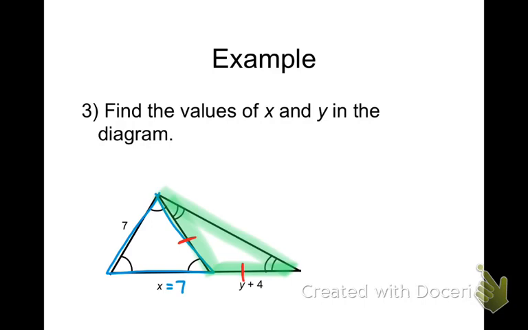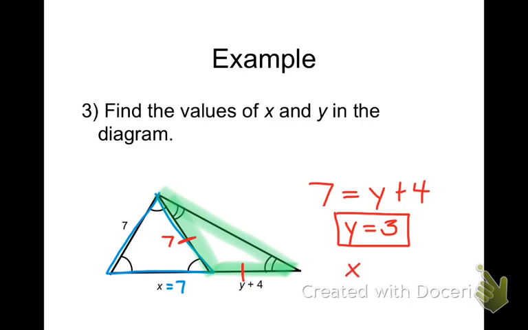What's the length of this side? 7, because it's equilateral. So give me an equation to solve for y. Well, 7 equals y plus 4, so y would be equal to 3. So y is equal to 3, and we said x was equal to 7.